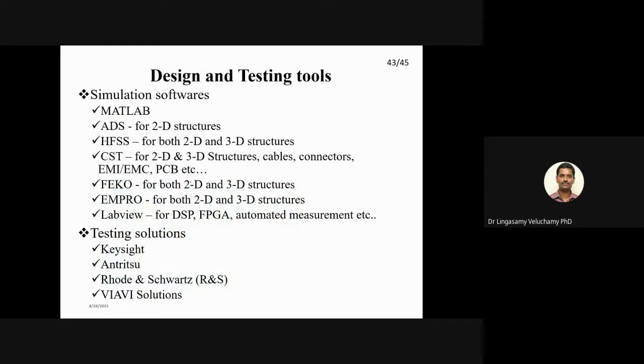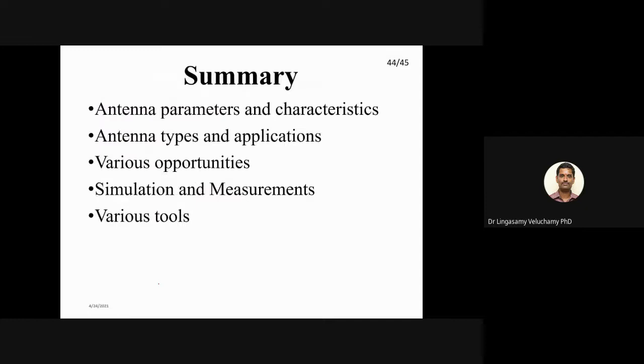So these are the design and testing tools. MATLAB, ADS: MATLAB for algorithms basically, and nowadays antennas are also being designed using MATLAB. To a certain extent, ADS for 2D structures, HFSS, CST, FEKO, EMPro, and many more software are available. For testing solutions, Keysight has a rich solution, and R&S, everyone is having their own indigenous products, and a YAV solution also.